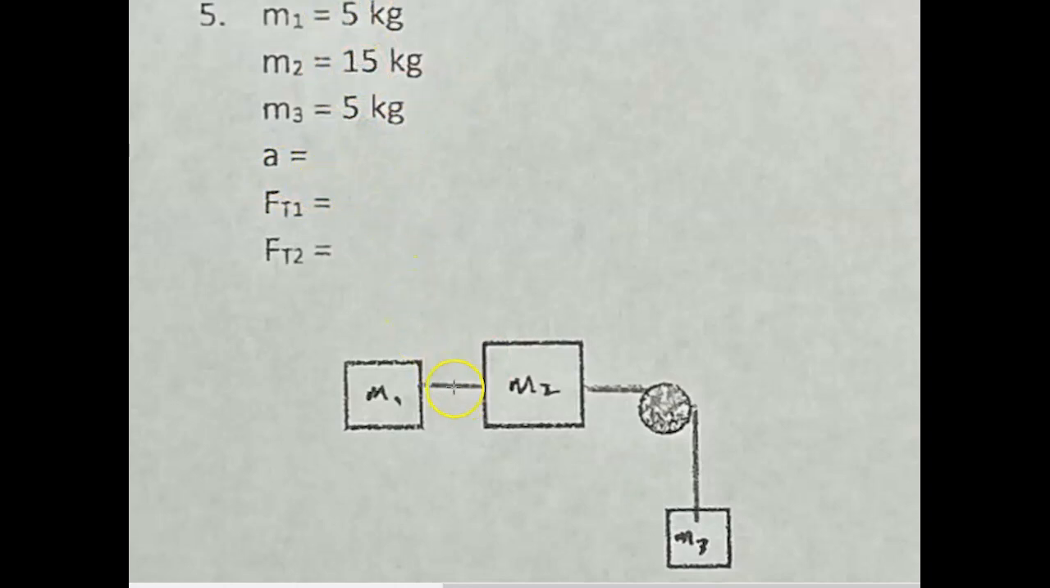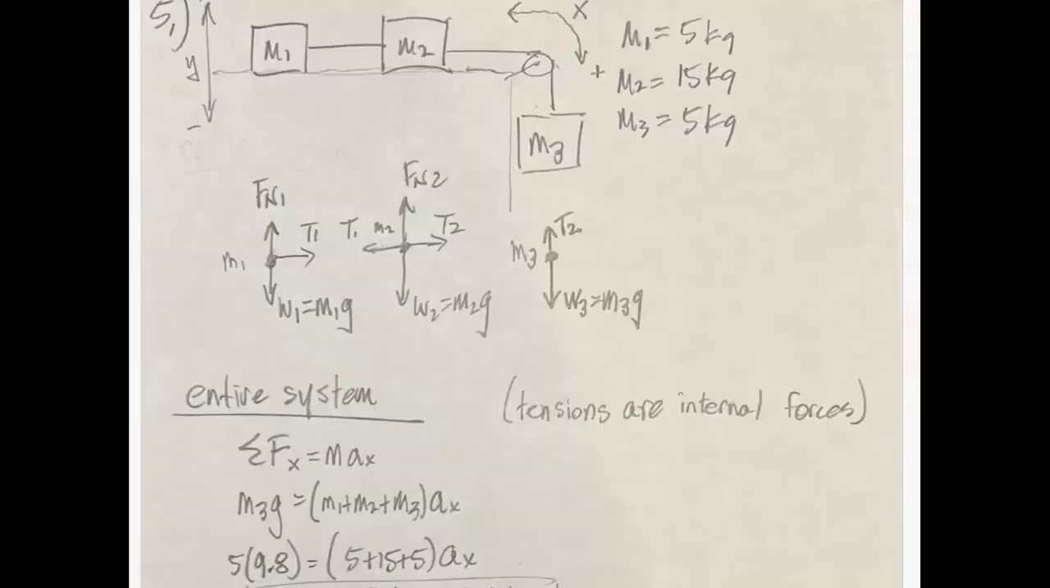And once again, the tension here, FT1, and the tension over here, FT2. Remember, the pulley only changes the direction of the tension force. So the tension right here is going to be the same as the tension here. All along this piece of string, the tension will be FT2, the same value. So let's look at the solution.